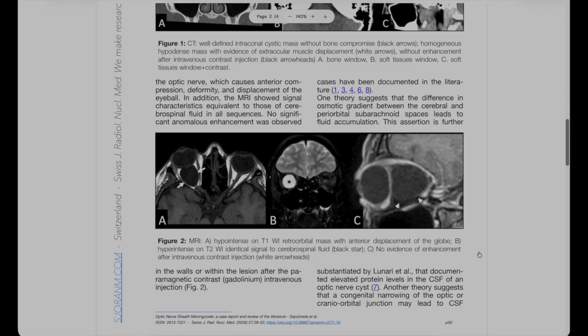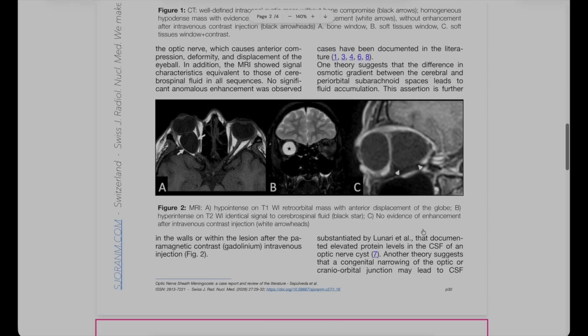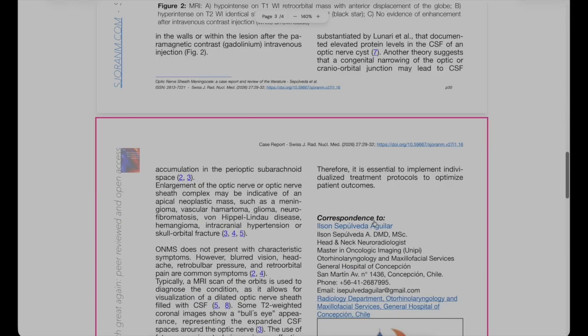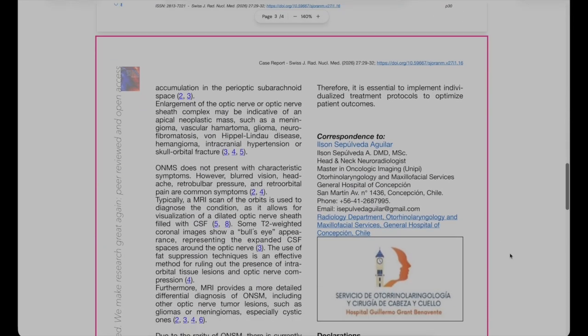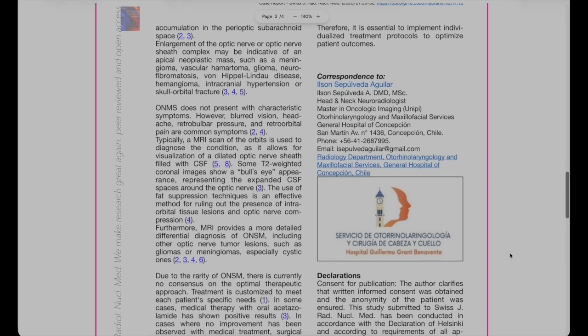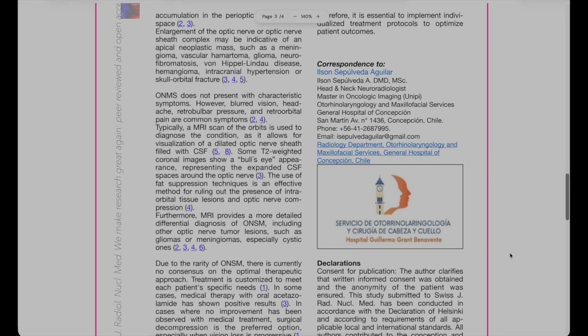Conclusion: ONSM is a rare disorder with no characteristic symptoms, characterized by the collection of cerebrospinal fluid in the subarachnoid space of the intraorbital portion of the optic nerve. The etiology of this condition remains unclear, underscoring the necessity for comprehensive diagnostic imaging. Among the available imaging modalities, MRI is regarded as the preferred study to guide treatment, which can range from conservative therapy to complex surgical repair. Therefore, it is essential to implement individualized treatment protocols to optimize patient outcomes.